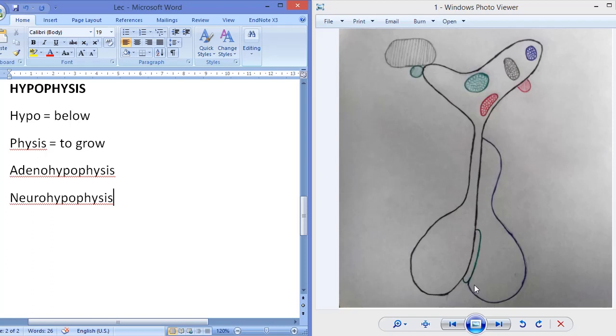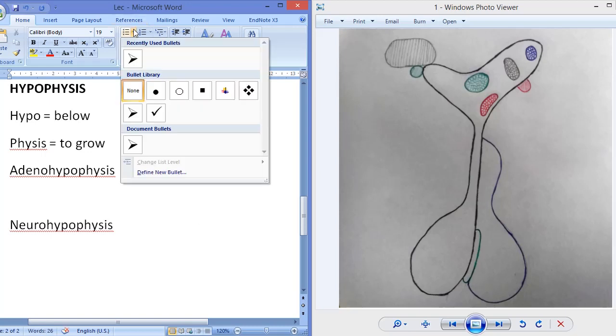Similarly, the median pituitary gland also represents the endocrine part of the pituitary gland, just like the anterior pituitary gland. Now coming to the detail of adenohypophysis. Adenohypophysis consists of two main parts, the lower part and the upper part. The lower part or the inferior part of the anterior pituitary gland is called pars distalis.